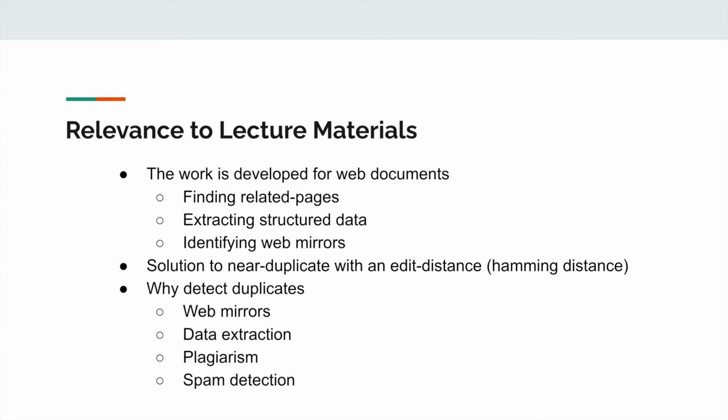So speaking of the relevance to lecture materials, this paper is highly related to what we covered last time. We talked about what exact duplicates and near duplicates are, solutions for both detections, and why we care about duplicate detection. Relating to the paper, the work is developed for web documents, specifically other than files or emails. The near duplicate systems have been developed for finding related web pages, extracting structured data, and identifying web mirrors. Our lecture also mentioned the solution using an added distance, which is the Hamming distance I just talked about.